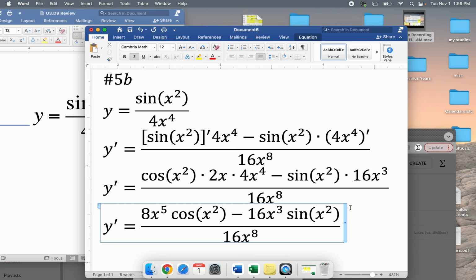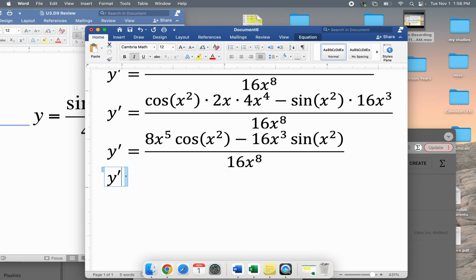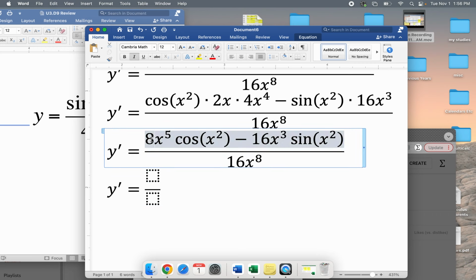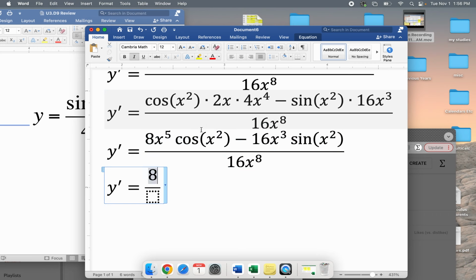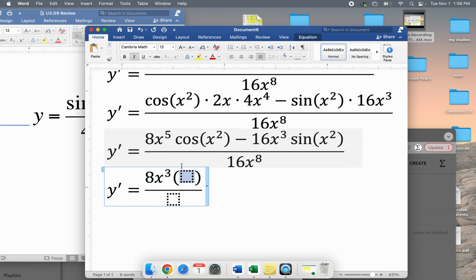Okay, you need to factor the numerator, pull out the common factors in the numerator before you even think about canceling stuff. So in the numerator, there's a common factor of 8 that I can remove from both terms, right? 8 goes into itself and 16. I can also pull out x to the 3rd from both of these. So that's x to the 3rd and then quantity. And that's all that I can pull out, right? So 8x to the 3rd is the GCF. What's left over in this term? I think just x squared cosine of x squared is all that's left in that term.